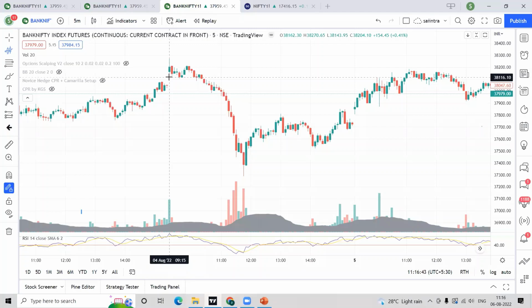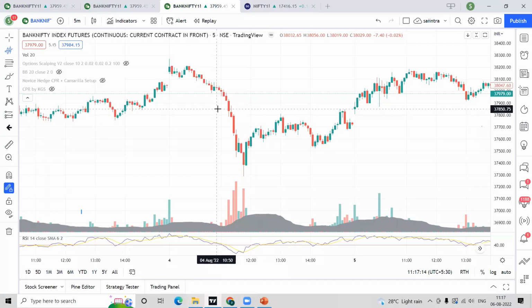We have open, high, low, close. If I put the mouse cursor on that, you will see the open price, high price, low price, and close price. If the close price is higher than the open, a green candle is formed. If the close price is lower than the open, then a red candle is formed. So these are the 5 minutes candles.